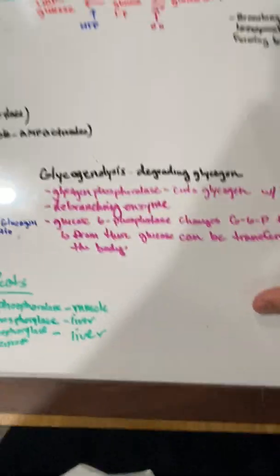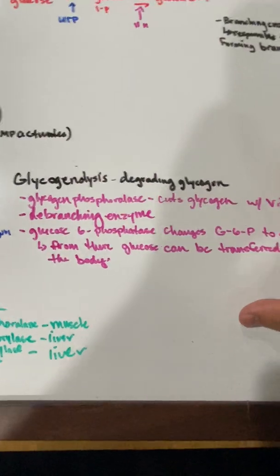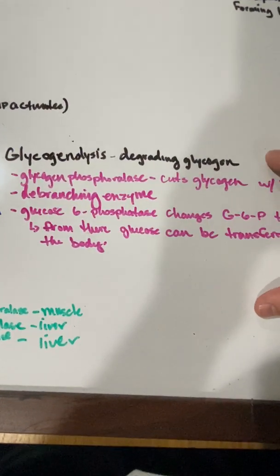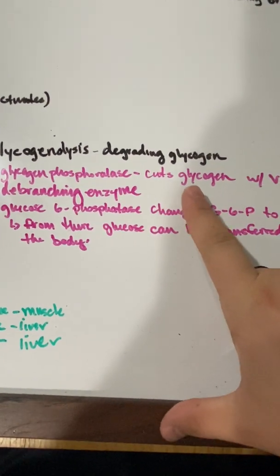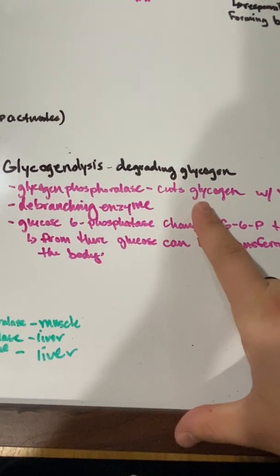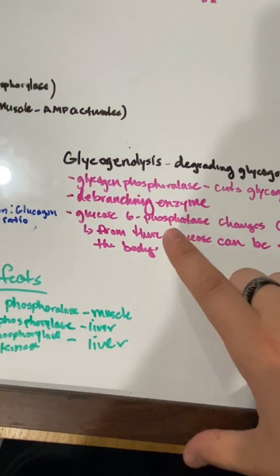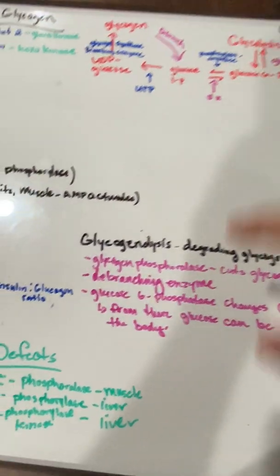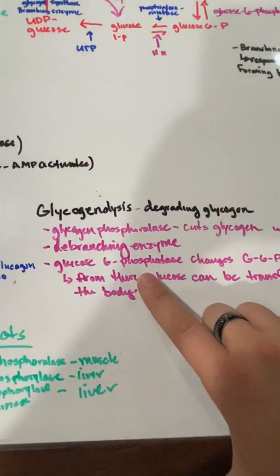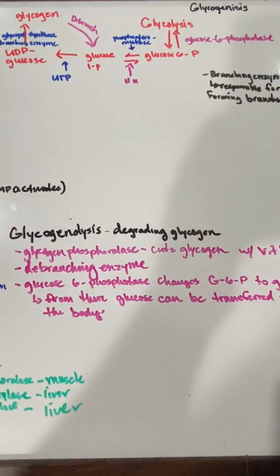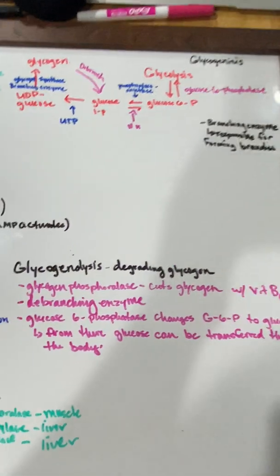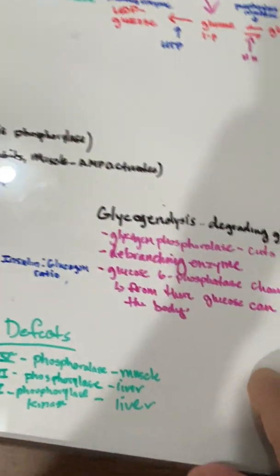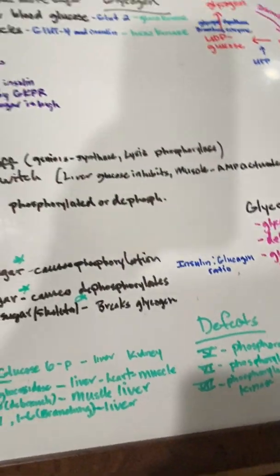So just to top off with glycogenolysis, we degrade glycogen, and we use glycogen phosphorylase that cuts the glycogen, and then we use the debranching enzyme, which is all part of this part up here. And then we use glucose 6 phosphatase to go from glucose 6 phosphate to glucose. And then from there, glucose is transferred throughout the body.